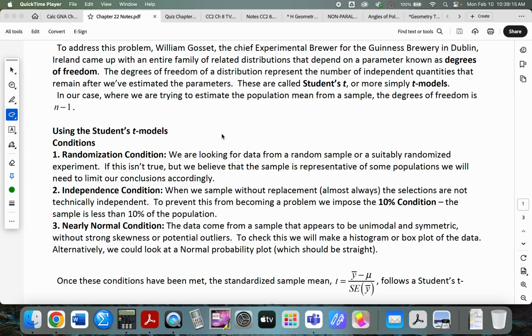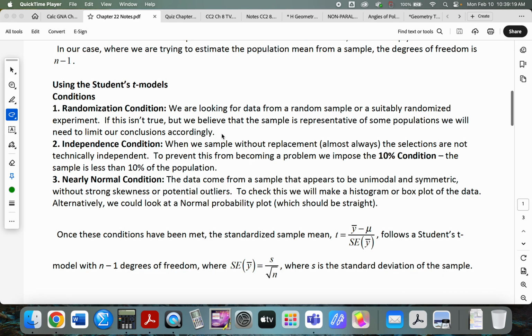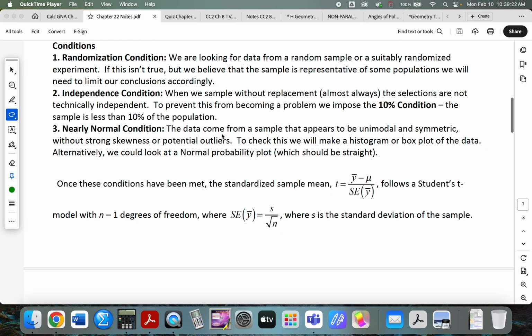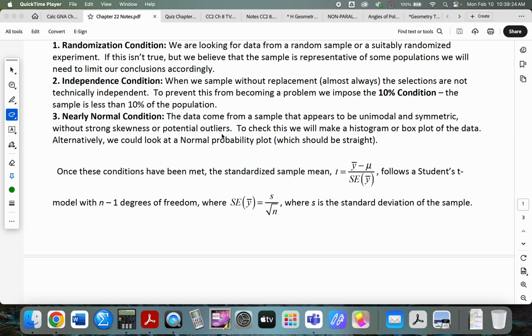So, what are the conditions for using a Student's t model? Well, they're kind of the same as they have been, but not quite. So you still have to have the randomization condition. So if we're looking for a random sample or a suitably randomized experiment, that's what we want. If it's not true, but we believe the sample is representative of some population, you need to limit your conclusions accordingly. You need to say something about that.